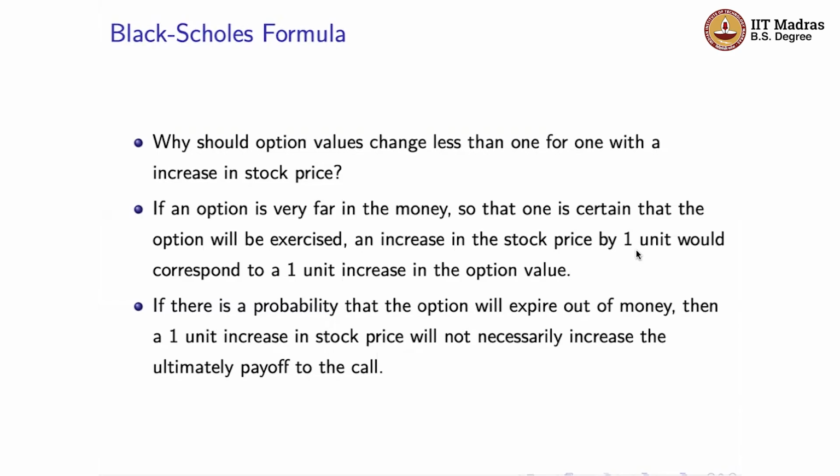However, if there is some probability that the option will end up expiring out of the money, then this 1-to-1 relationship no longer holds, that 1 unit of increase in the stock price causes 1 unit increase in the option value, right? Now a 1 unit increase in the stock price is going to lead to some sort of weighted average of zero and this 1 unit increase. So the ultimate payoff to the call is going to increase either by a smaller amount or by no amount at all, if we are in a state where we are certain that it is not going to expire in the money at all, right?